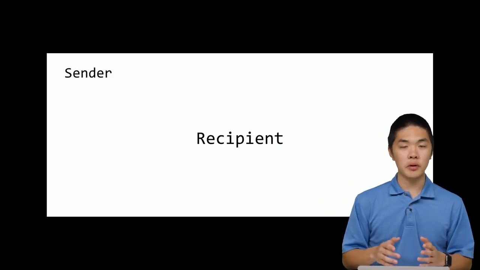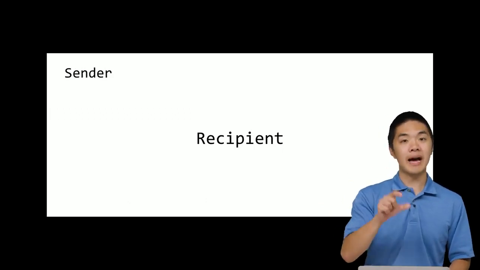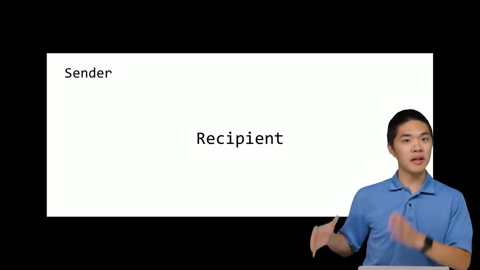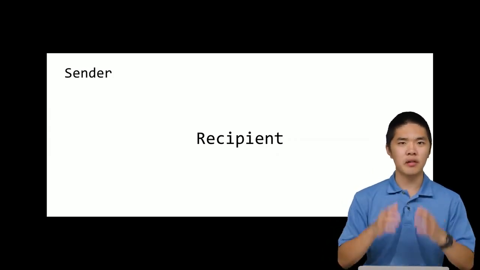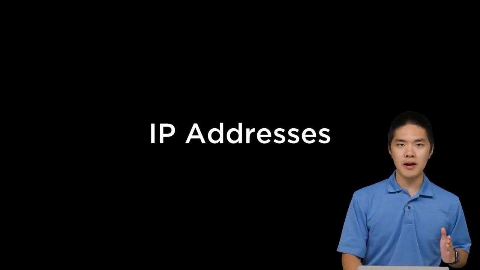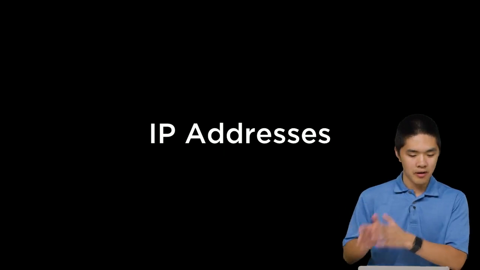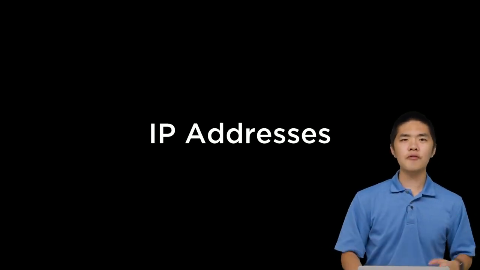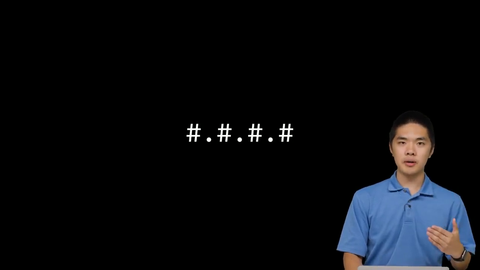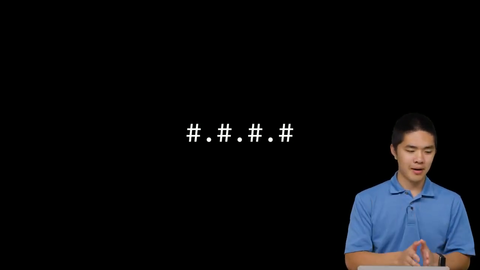And much in the same way that when you're sending physical mail, you include the address of the person who you want to receive the message, as well as the address of the person sending the message, on the internet it's very similar. Except instead of physical addresses, computers and other devices on the internet have IP addresses, Internet Protocol addresses, and these often take the form of some number, dot some other number, dot some other number, dot some other number. 4 numbers separated by dots.